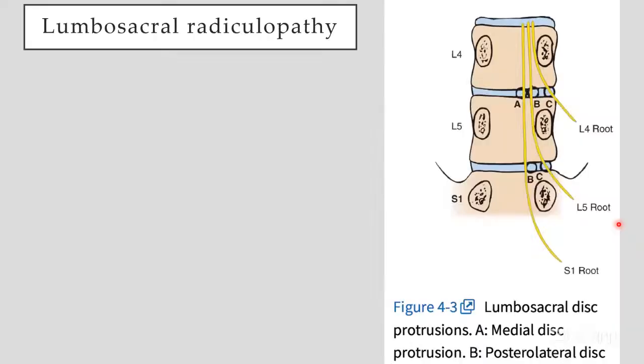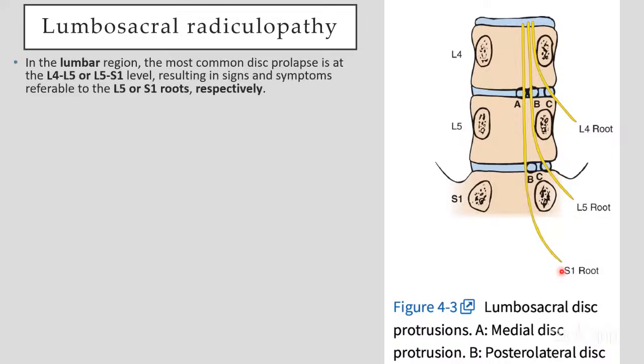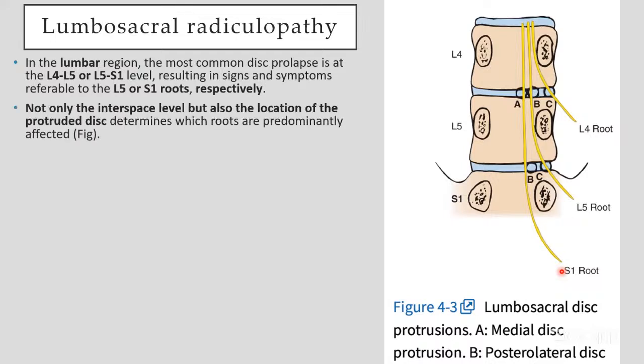In lumbosacral radiculopathy, the symptoms and signs may differ according to the type of disc herniation. It could be a medial disc herniation or a posterolateral disc herniation. In the lumbar region, the most common disc prolapse is at the L4-L5 or L5-S1 level, resulting in signs and symptoms of the L5 or S1 nerve roots, respectively. Not only the interspace level, but also the location of the disc determines which roots are predominantly affected.